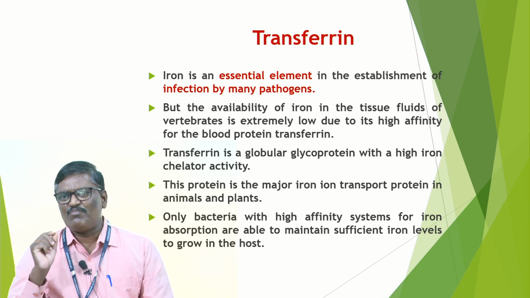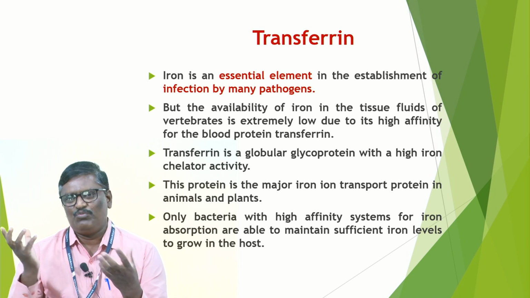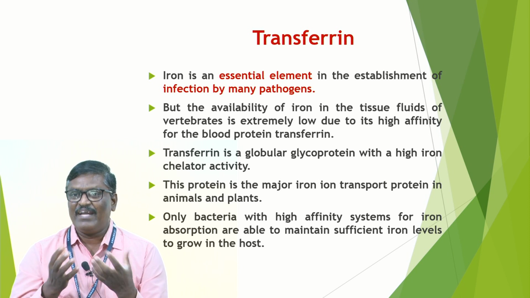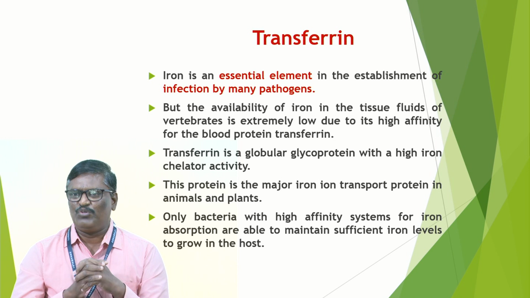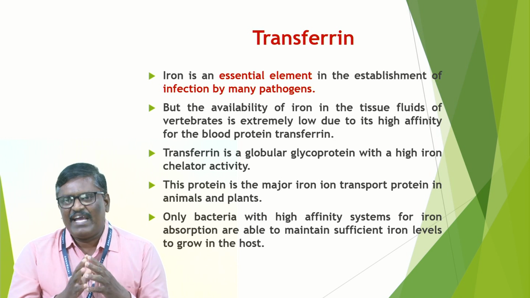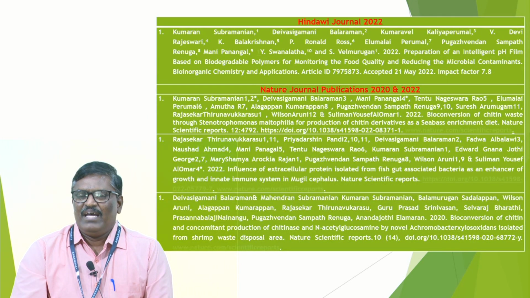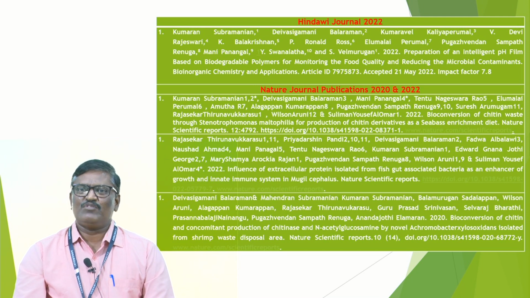This protein has a major role in transporting iron from one region to another, in plants as well as in animals. Only bacteria with a high affinity system for iron absorption are able to maintain sufficient iron levels to grow in the host. These are important components in the case of fishes, involved in the defense mechanism.